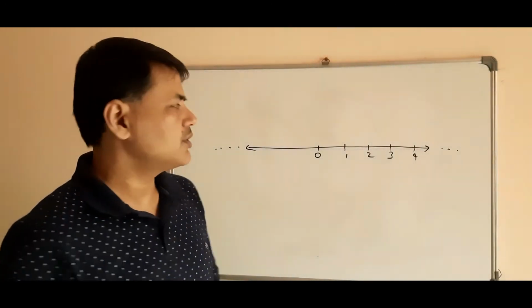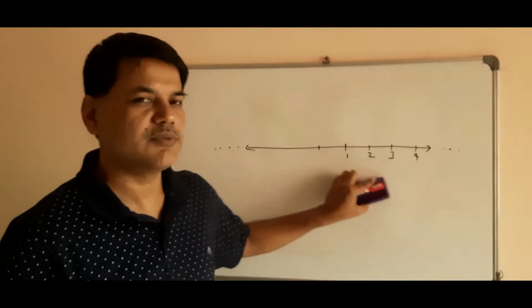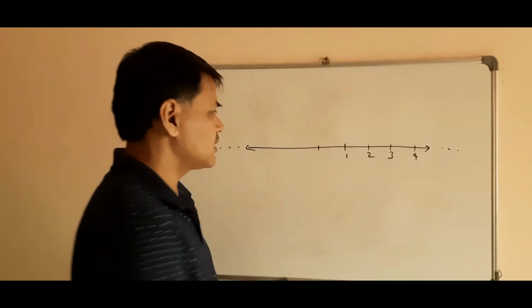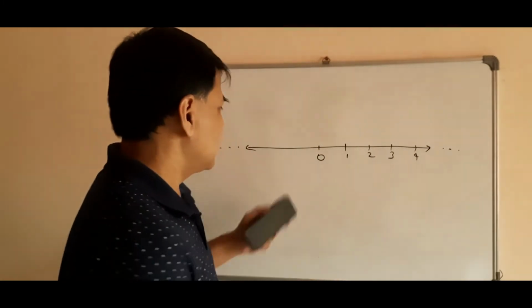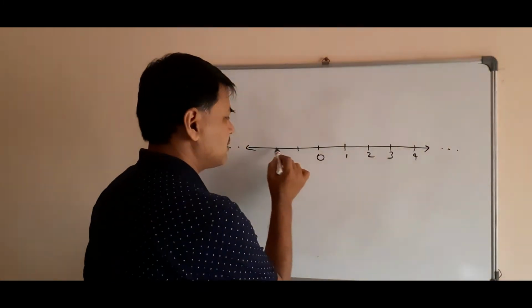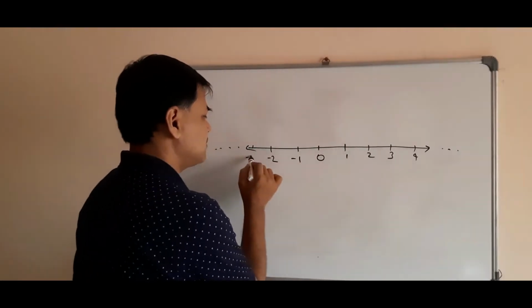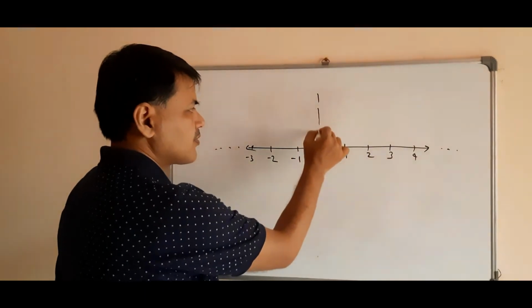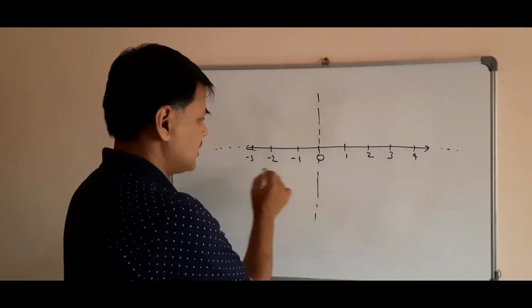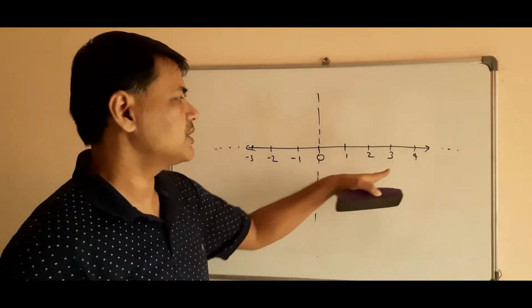In the previous video we learned that all numbers starting from 1, 2, 3, 4 are natural numbers. If we add 0 also here, we call it whole numbers. And if we add the negatives of these numbers also, say -1, -2, -3, then these are negative integers and these are positive integers.